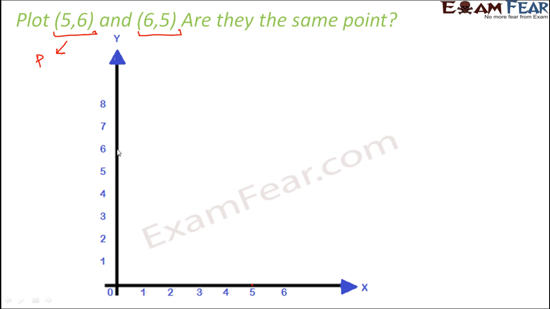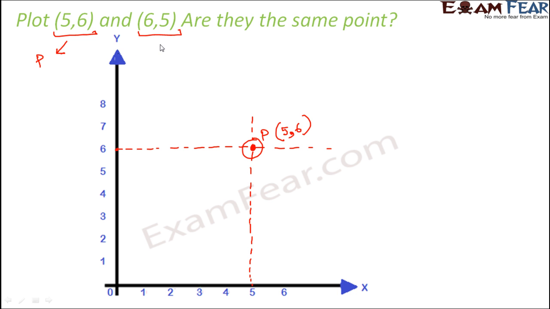That means the reading is taken from the y axis. So basically, if you draw a line from 6 on the y axis and you draw a line from 5 on the x-axis, these two lines will meet at a point, and this point is point P. So for this point P, its x coordinate, that is the measurement on the x-axis, is 5. Its y coordinate, that is the measurement on the y-axis, is 6. So this is your point P. So we have plotted point P.